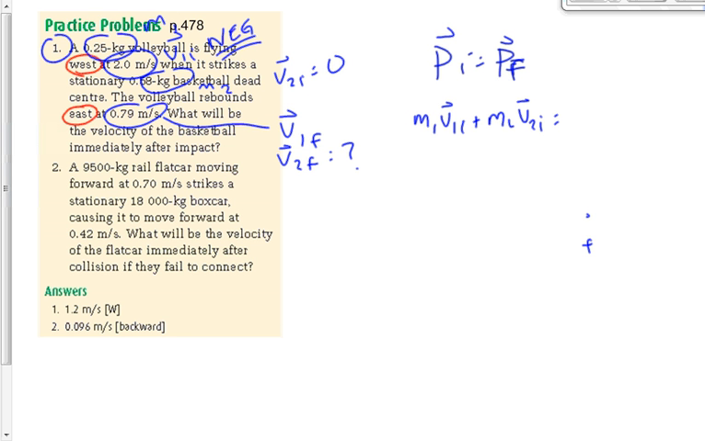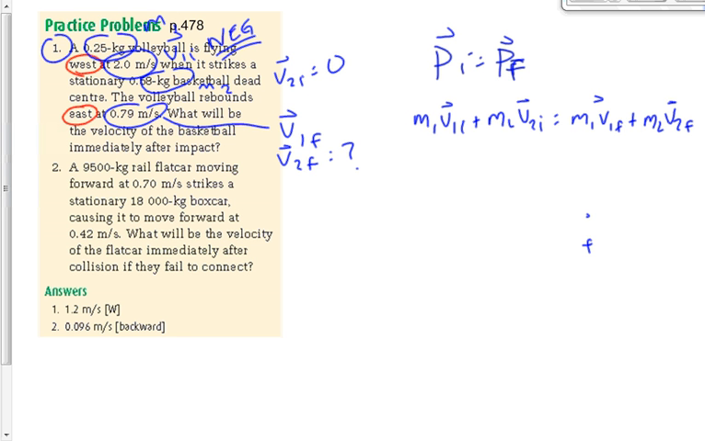So we're going to have two terms again, right? M1 V1F plus M2 V2F. Hey, can I cancel those masses out? The rule for canceling is it's got to appear in every term, right? Mass appears in every term here, right? Can I cancel it?